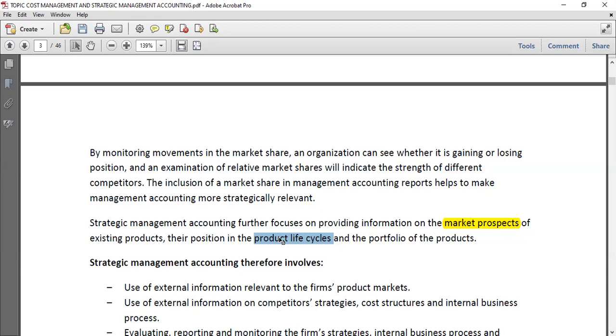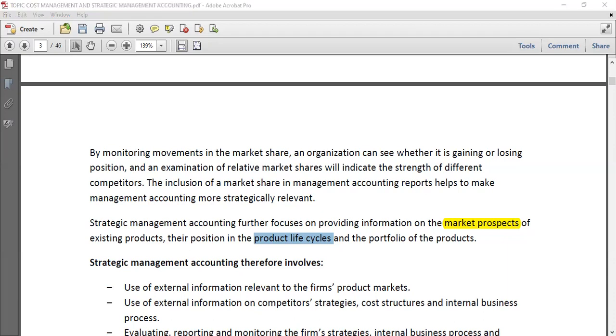When we say portfolio of products, it means that we are also looking at what are some of the other products you have. So in a case like MTN, ours is to say we have the mobile money product, we have the data product, we have maybe the calls, we have the messages. So ours is to see how this product fits within the portfolio of the other different products. So that is what strategic management accounting is basically trying to do.